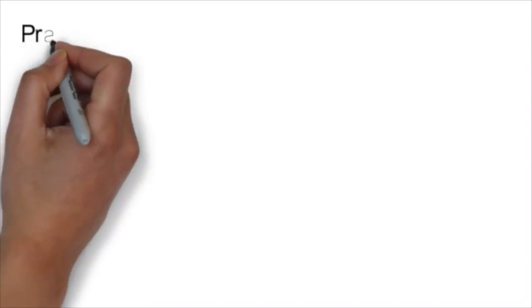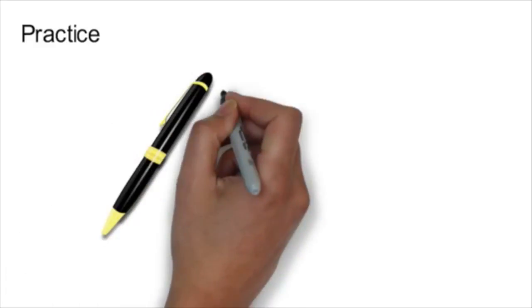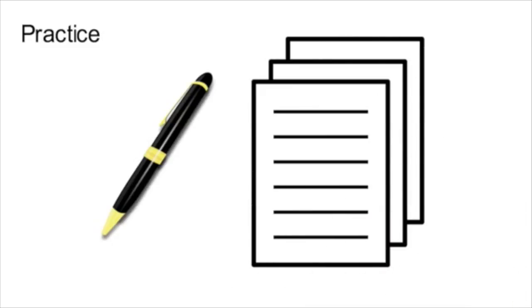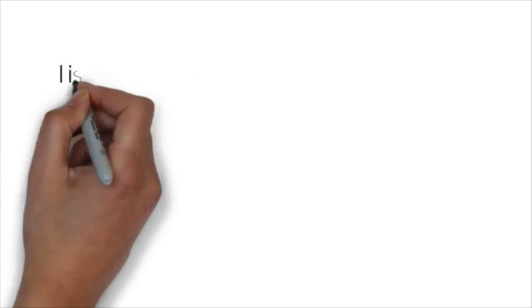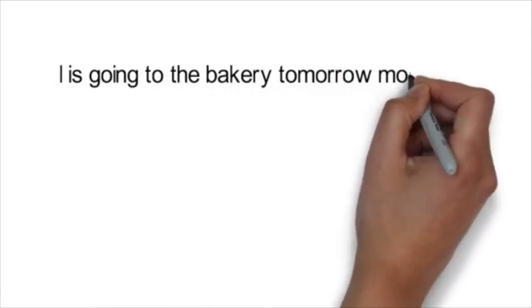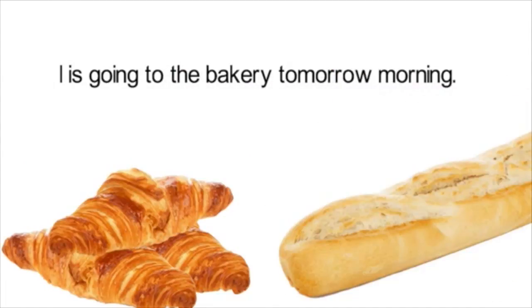Let's try to practice using the future tense by correcting some sentences. You will need your pen and your note-taking sheet to complete this activity. I is going to the bakery tomorrow morning. What is wrong with this sentence? The problem with this sentence is that the word is not the correct form of the verb for the subject I. The correct form for I is am.